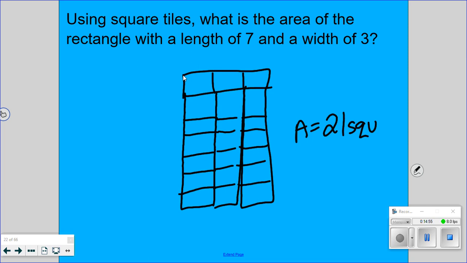Paxton, you look like you were doing a really interesting strategy. Can you tell me what strategy you were doing? Paxton, say it one more time. What was your strategy? You skip counted by 7. Marley just told me she did something similar.